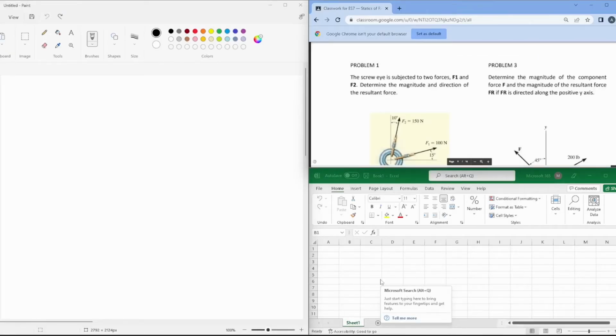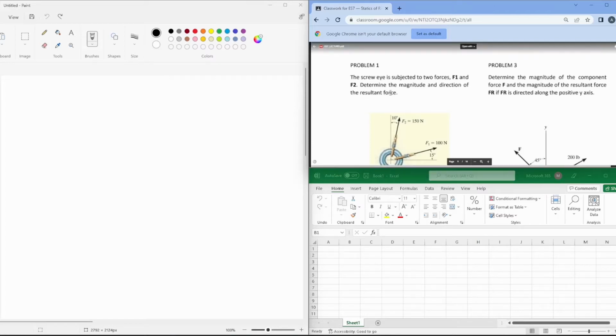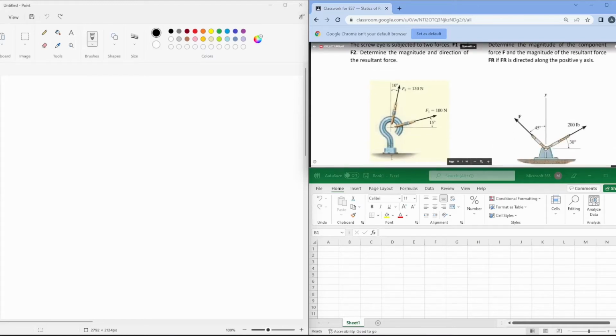So let's solve problem 1. The given there is the screw eye. Let's read the problem. The screw eye is subjected to two forces, F1 and F2. Determine the magnitude and direction of the resultant force. So, here is the screw eye, and it is subjected to two forces. So, first, let's write the given.